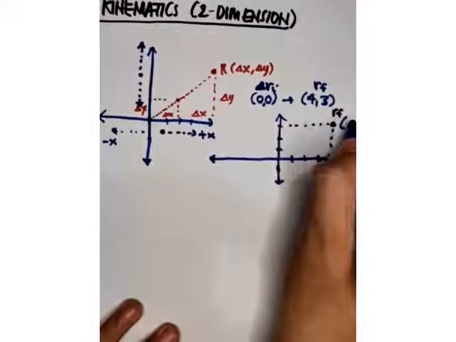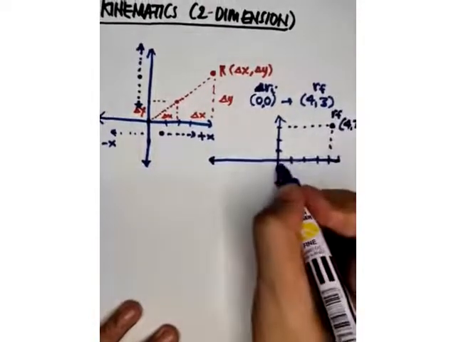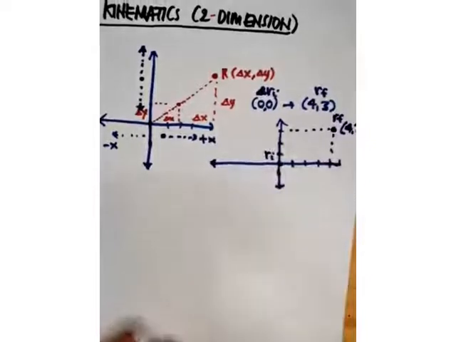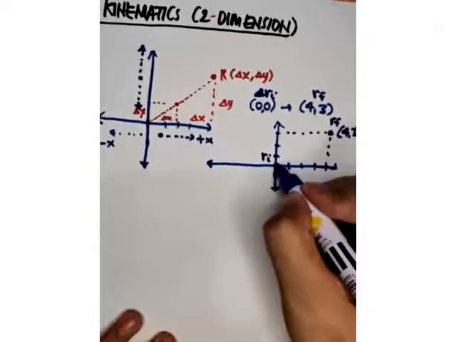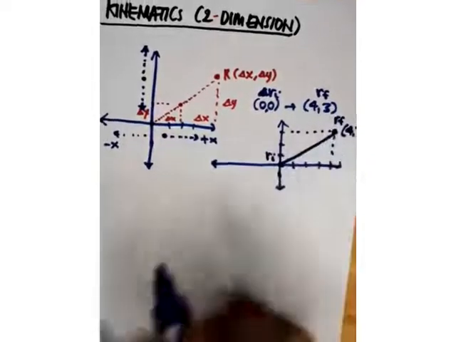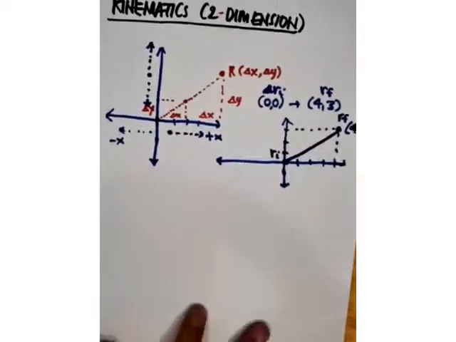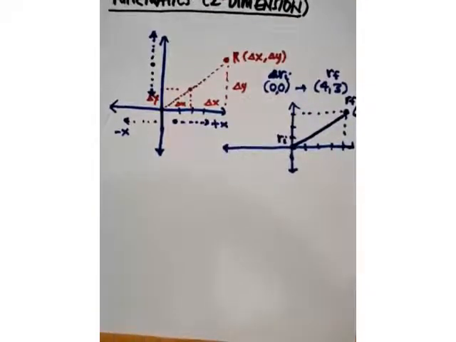So, yung R final niya ay nasa 4, 3. Ang initial niya ay nasa origin. Nag-move siya dito, tapos bigla siyang napunta doon. Okay? So, yun yung two-dimensional motion, kasi nag-move na siya along X, at the same time, nag-move pa siya along Y.